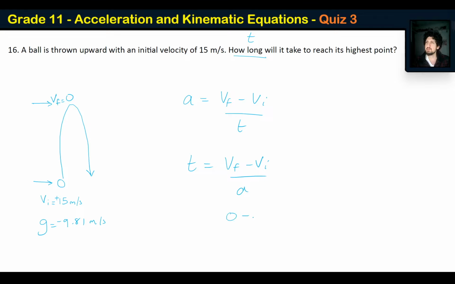And so it's going to be 0 minus 15 all over negative 9.81, and that's going to be approximately 1.5 seconds. So negative 15 divided by negative 9.81, and that is 1.53 seconds. Okay, and of course you don't need to put a sign on time because time is a scalar, so no plus or minus.